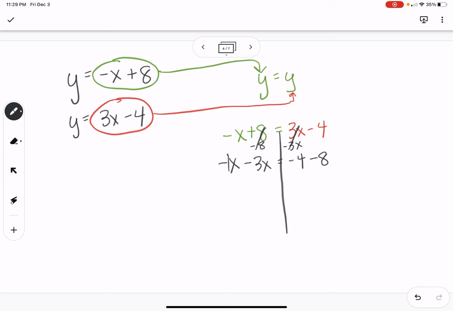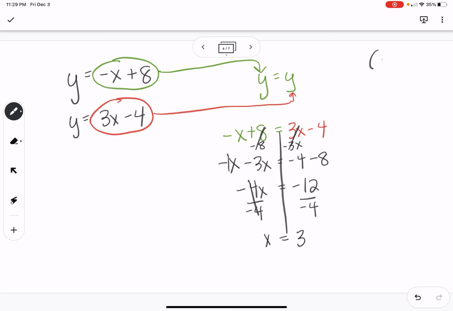Remember, -x is just -1x. So I have -1x minus 3x. That makes -4x equals, and then I've got -4 minus 8, which is -12. Okay, x still isn't by itself. It's being multiplied by -4. The opposite of multiplying by -4 is dividing by -4. And what you do to one side, you do to the other. And x equals -12 divided by -4, which is +3.